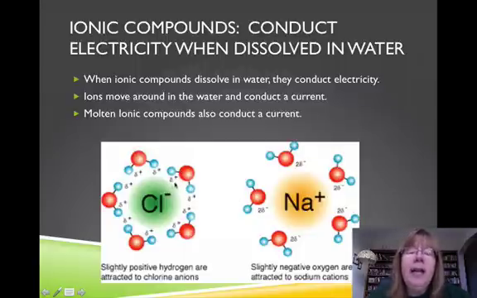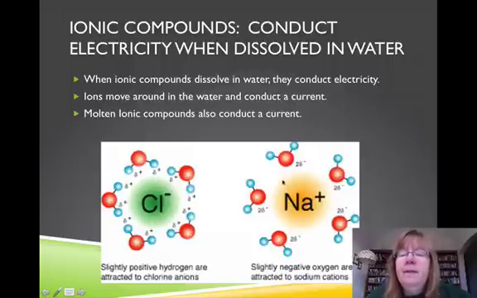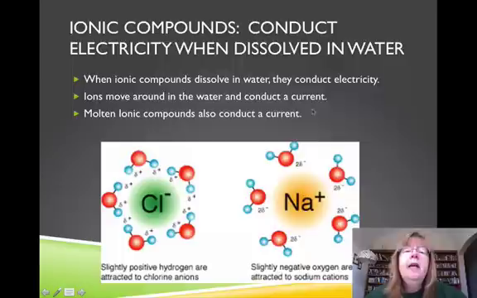And so we're going to learn later that the hydrogen ends here have a slightly positive charge. And so those slightly positive charges on the hydrogen pull the chloride ion away from the sodium ion. I meant to say the slightly negative oxygen atom pulls apart the positive sodium ion. So what happens here is in solution, when it's in water, we just have ions floating around, and this can conduct a current. Molten ionic compounds can also conduct a current.